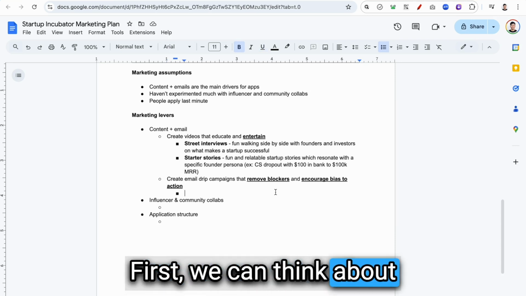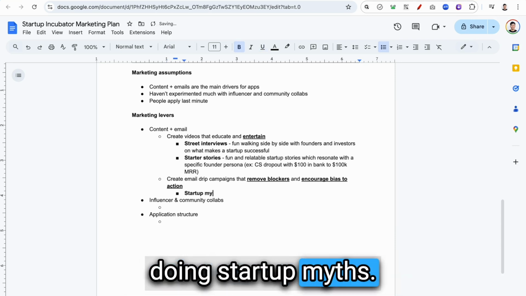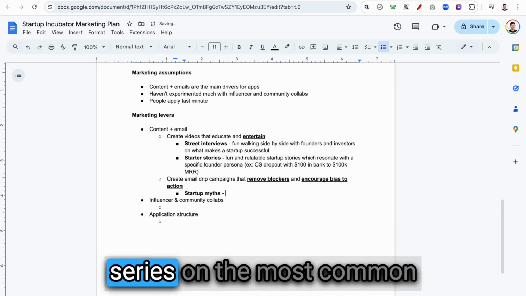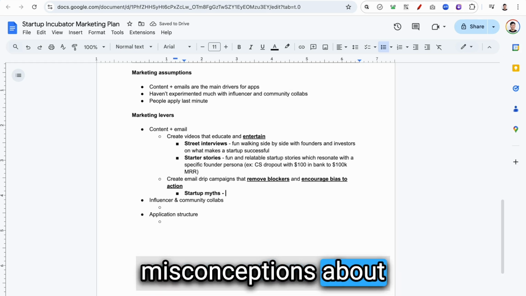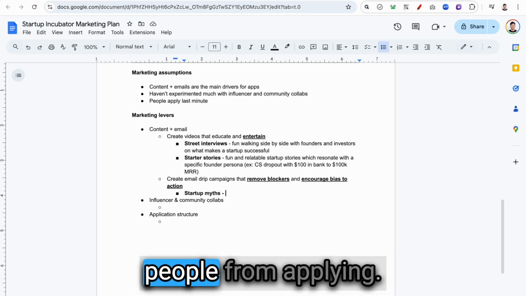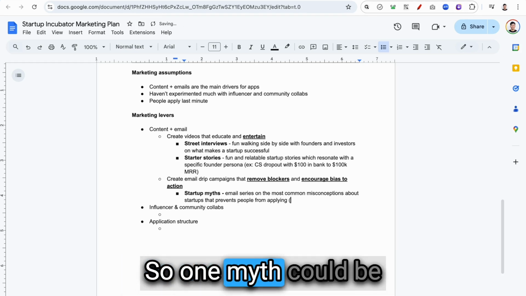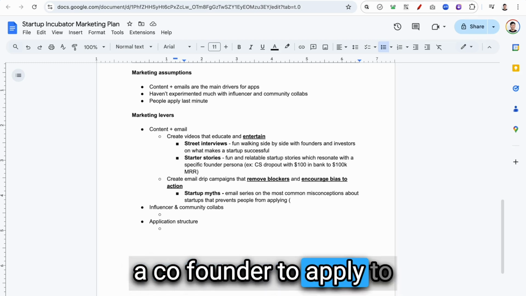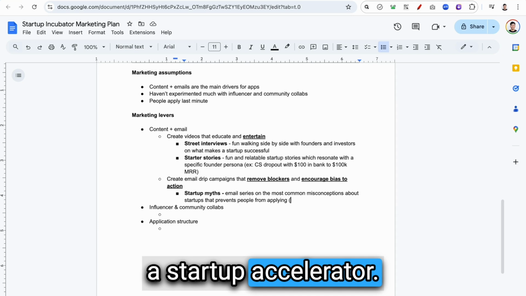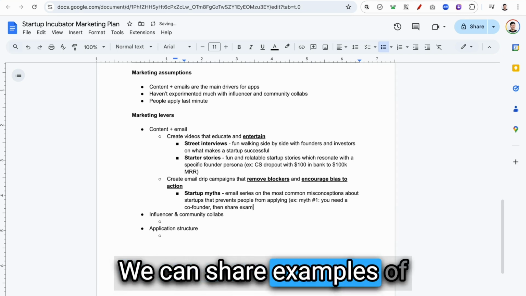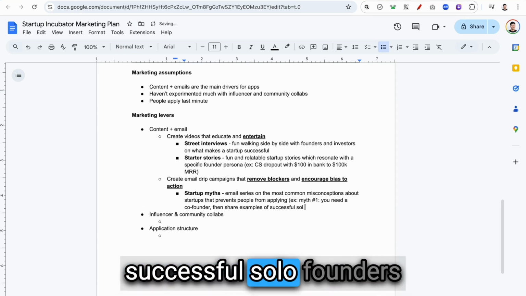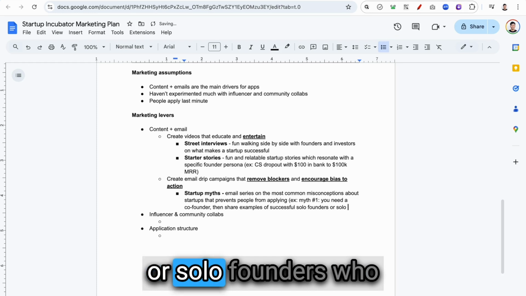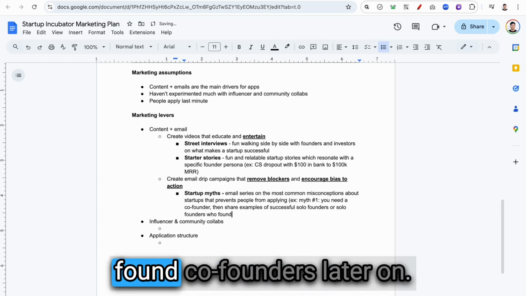First, we can think about doing startup myths. So this could be an email series on the most common misconceptions about startups that's preventing people from applying. So one myth could be that you absolutely need a co-founder to apply to a startup accelerator. We can share examples of successful solo founders or solo founders who found co-founders later on. That could be a myth.